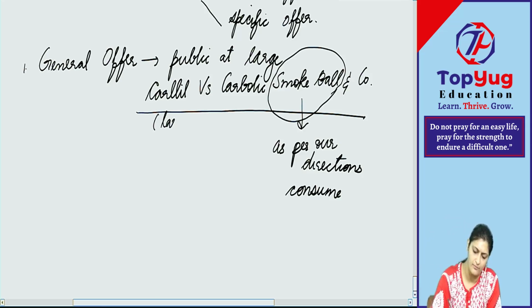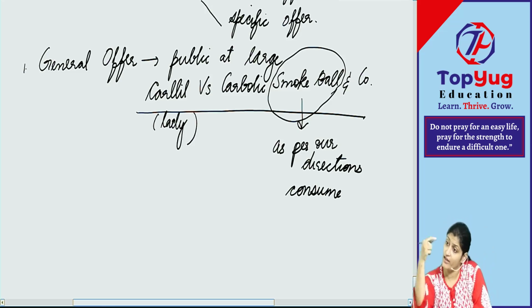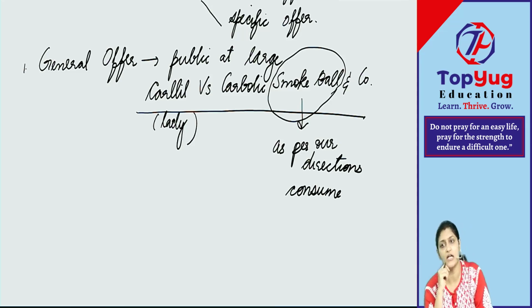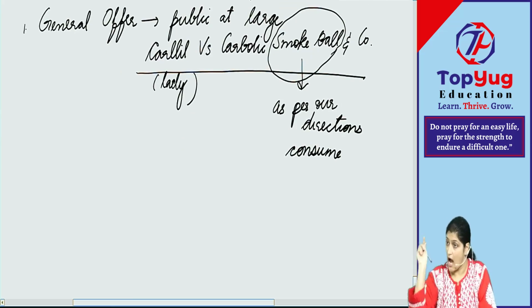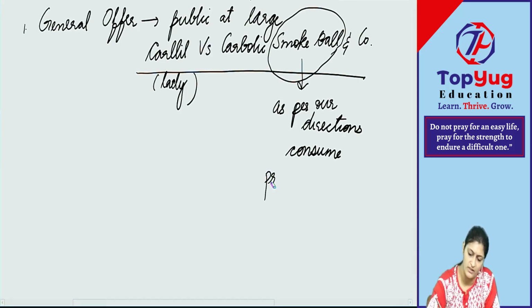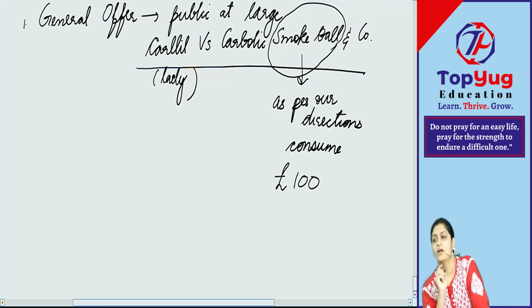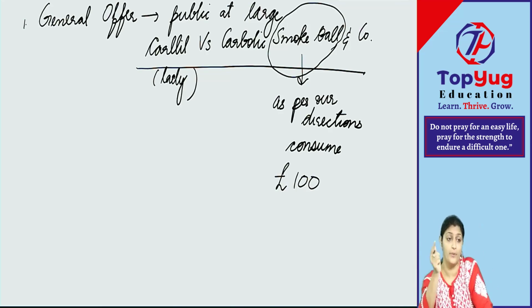There was a lady, Carlill. What did she do? As per the directions, she consumed the smoke balls. After consuming the smoke balls, what did she get? She got influenza. And this company claimed that if you get influenza after consuming our smoke balls, then we will give you compensation, 100 pounds. After consumption, if you still get influenza, how much will we give you? 100 pounds.